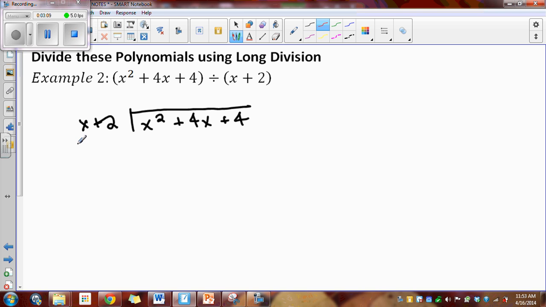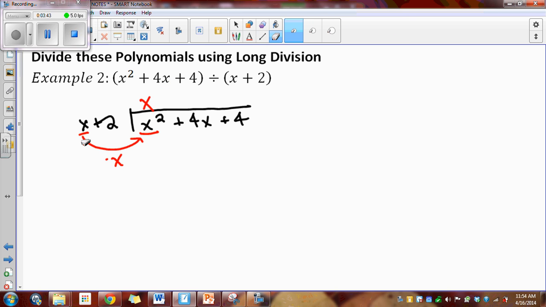Now this part out here, the x plus 2, can trip people up, but I just want you to focus on the first terms. So look at the x out front here and the x squared, the very first terms of both outside and inside the doghouse. How do we get from x to x squared? We multiplied by an x, right? So write that up here on top. Oops, not x squared, x.